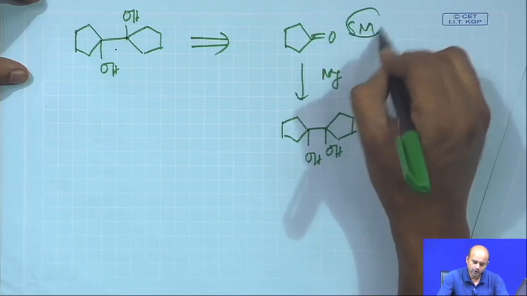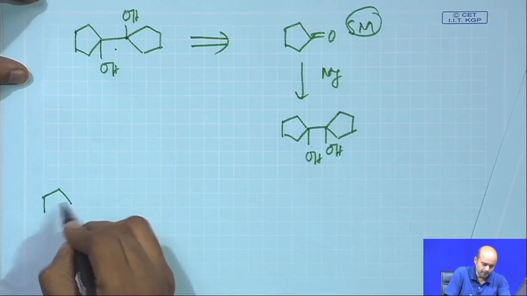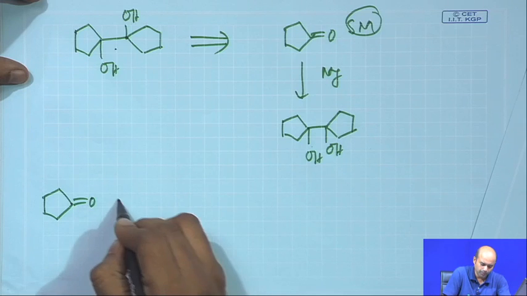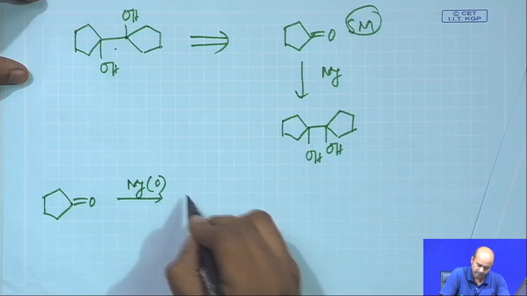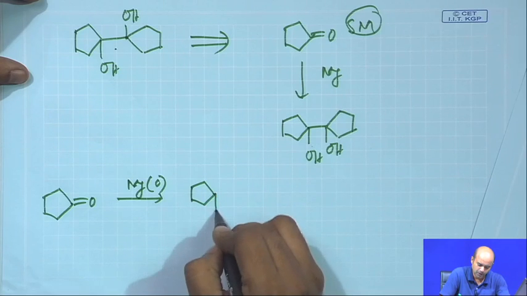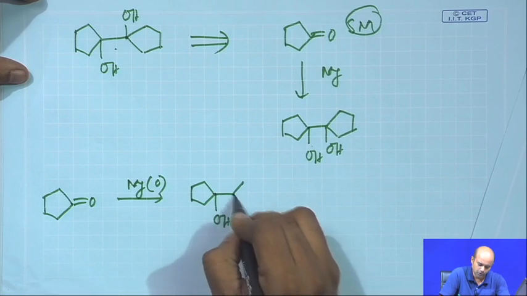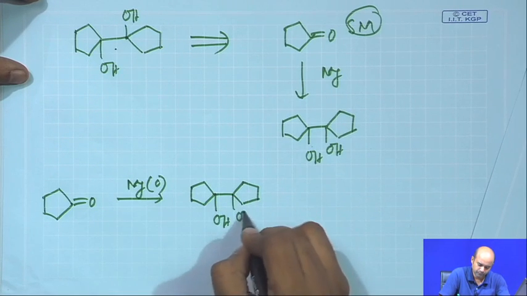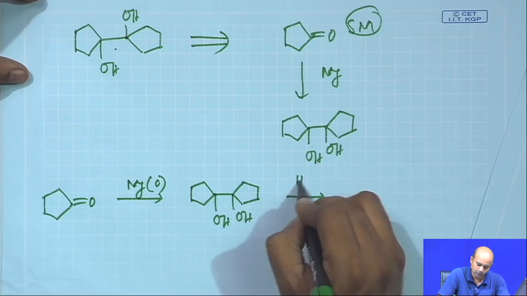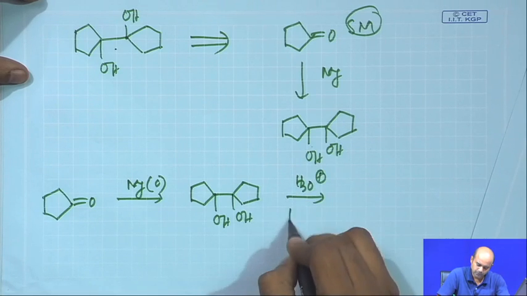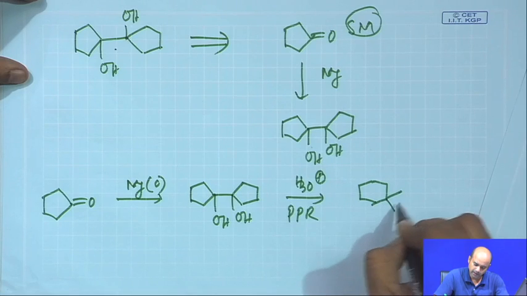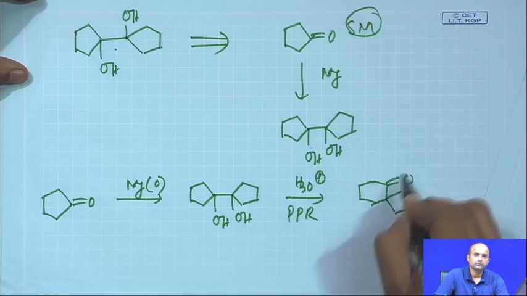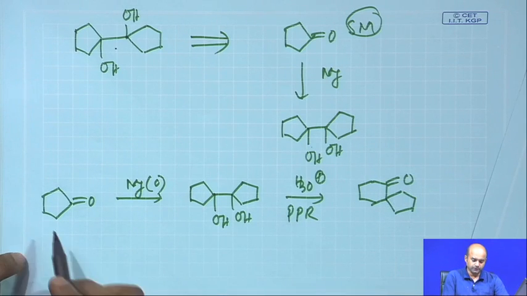So, your entire pathway will now have this picture. You start with cyclopentanone, do a magnesium mediated coupling, and you get this diol. This is your forward pathway, as I am saying. Then you do a Pinacol rearrangement, which is PPR, and then finally you get your target molecule. So, this is the entire pathway, a 3-step pathway.